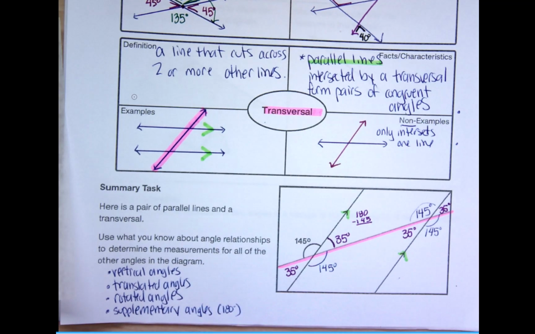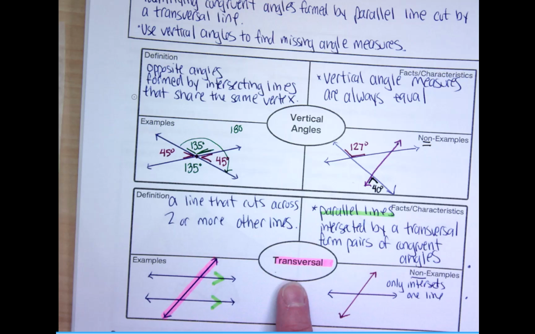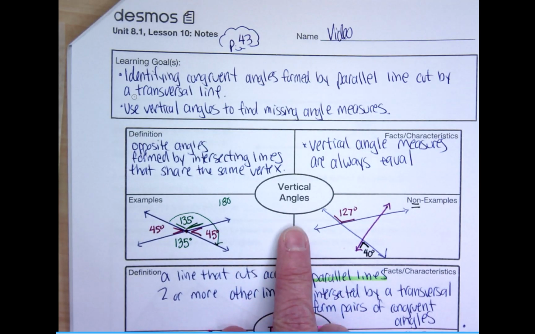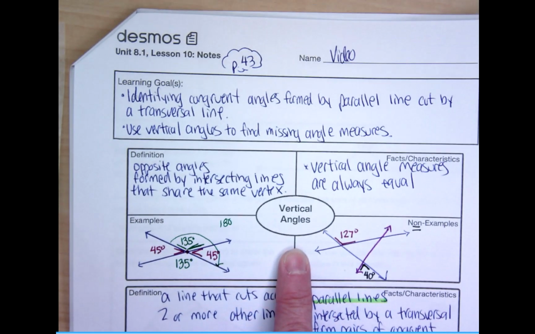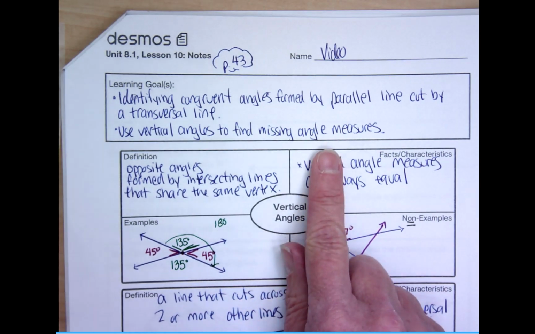So today's lesson gives us some vocabulary to work with. Our important words today were what a transversal is, what vertical angles are, and in your homework, you'll be able to use those facts to find all kinds of missing measurements.